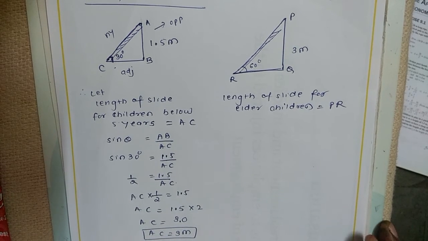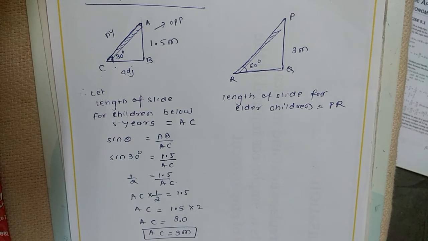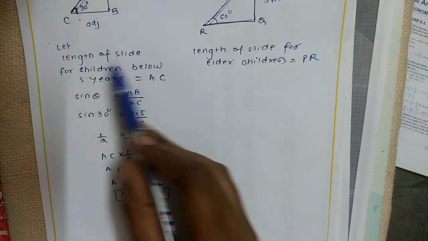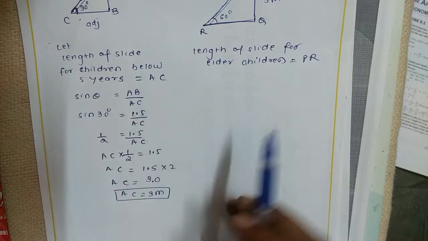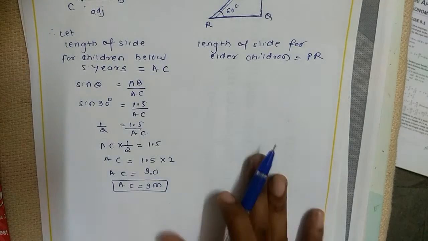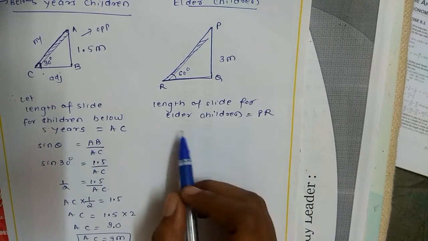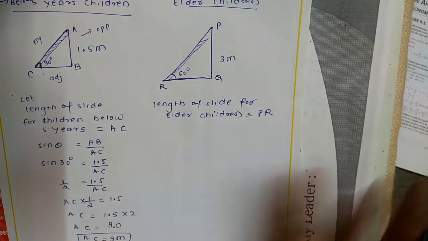Length of slide for children below 5 years. So as we have taken here AC, that is what? Length of slide below 5 years. So no need to write the sentence again. Now we'll find out the length of slide for the children above 5 years, or the elder children.